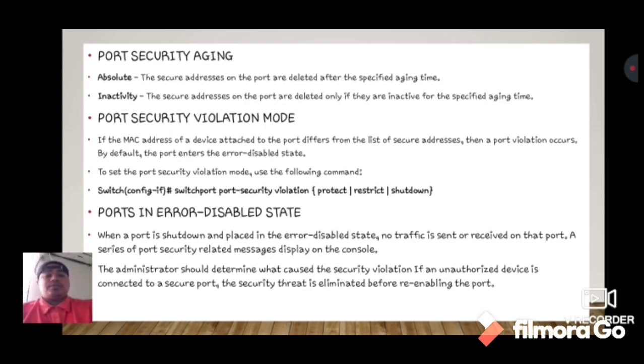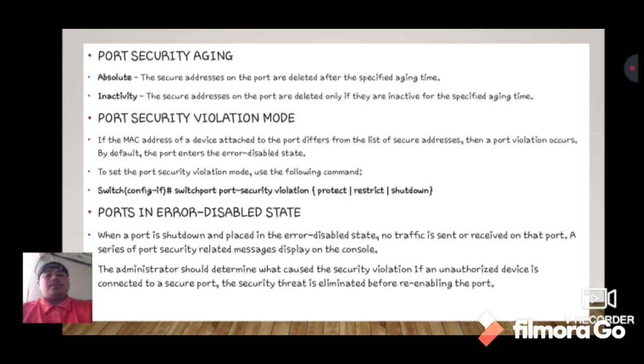Port security violation mode. If the MAC address of a device attached to the port differs from the list of secure addresses, then a port violation occurs. By default, the port enters the error-disabled state. To set the port security violation mode, use the following command: Switch(config-if)# switchport port-security violation.